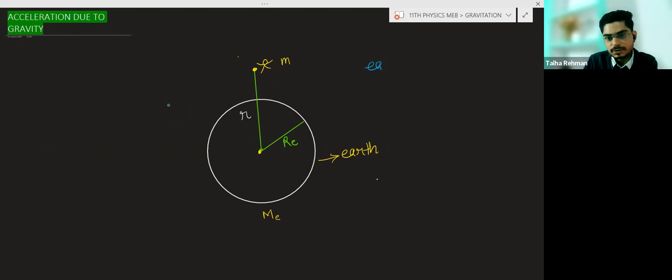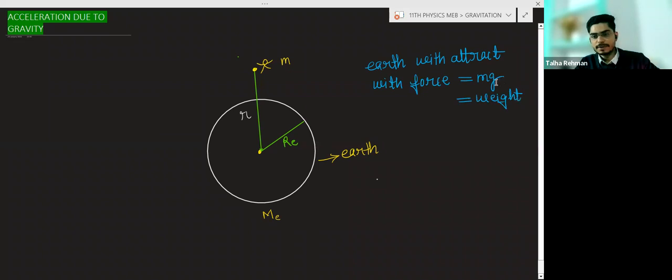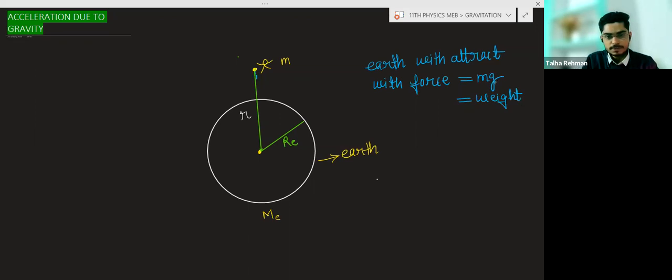So you can write here, earth will attract with a force that is equal to mg, and this mg is what? Weight of the person. m is the mass of the person, g is the acceleration due to gravity. So basically on this person there is a weight, a force with which the earth will attract, that is mg.